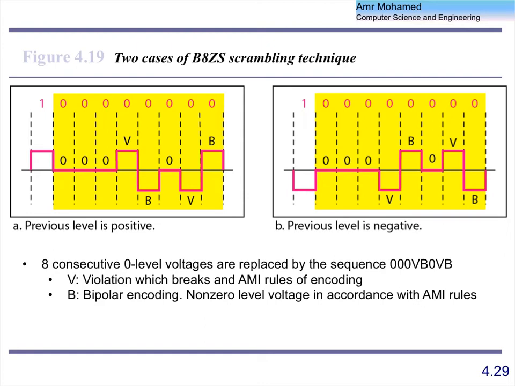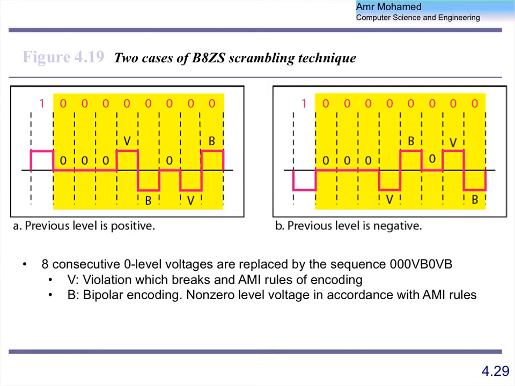Clear? I did not add any overhead here. So this violate and this violate will in fact inform the receiver that this is scrambling. This is not a proper line coding scheme. So when the receiver finds this, the receiver will know that it has to map this back into 8 zeros. Clear?